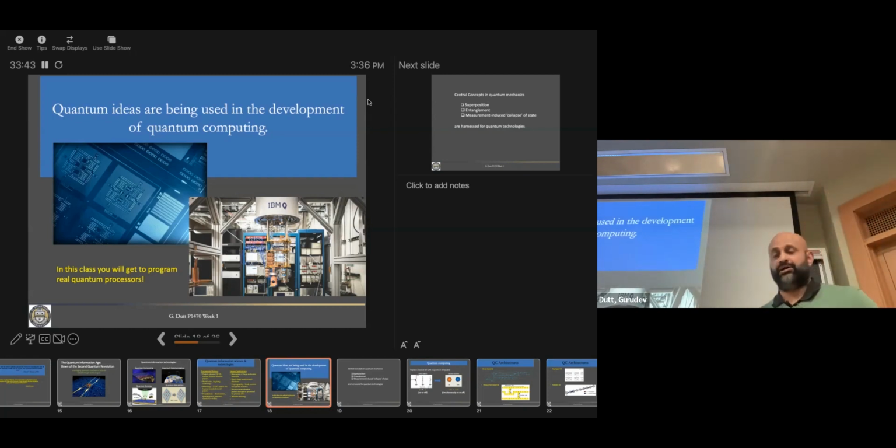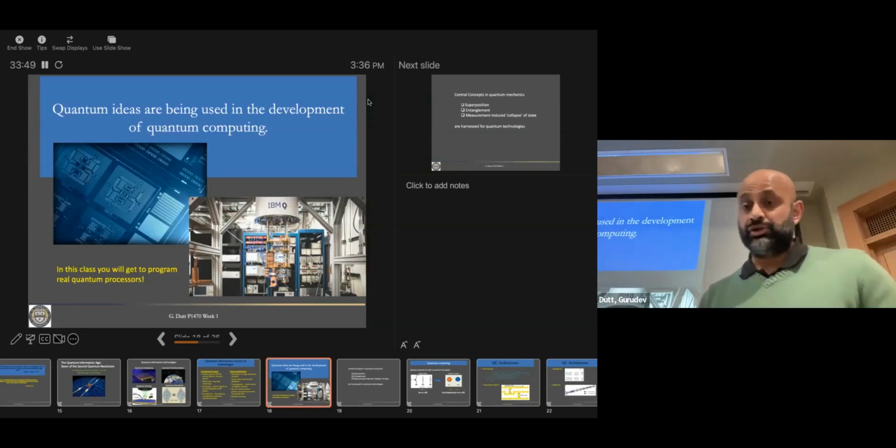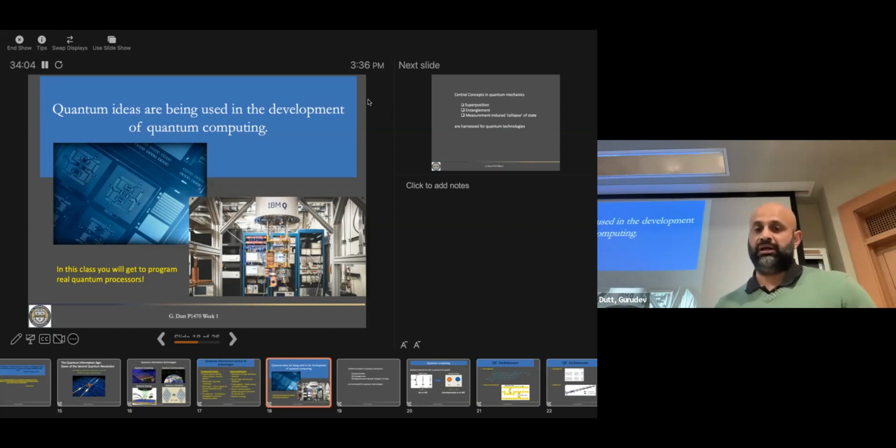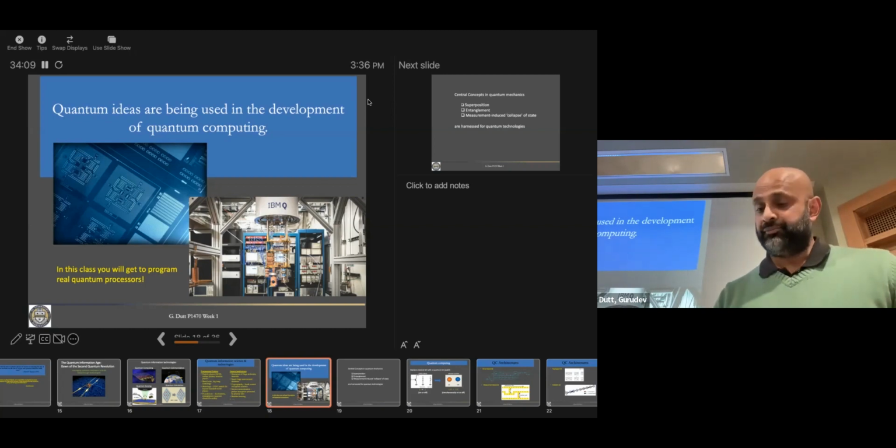And one of the things that we want to do in this class is learn how to program some of these computers. So to this effect, I've set up in the IBM Quantum Experience a group for our class, and I will add those of you who continue on in this class to that group so that we get to reserve time on the IBM quantum processors and run quantum algorithms on those machines.